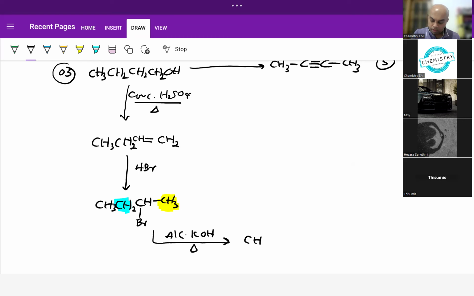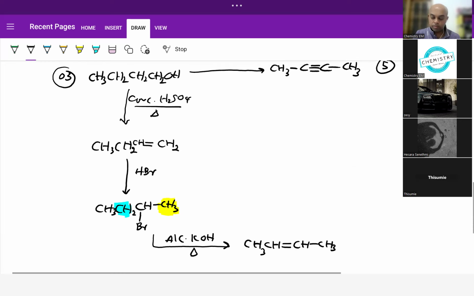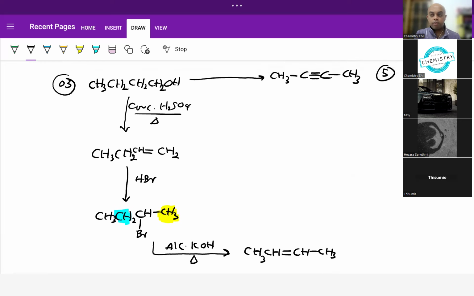So then it will be CH3 CH double bond CH CH3. Now you can see, in this step I can add OH minus ions or I can add Br2. Now up to now we have completed 3 steps as well. We have to do it in 5 steps, right? So I think you can see the goal now.